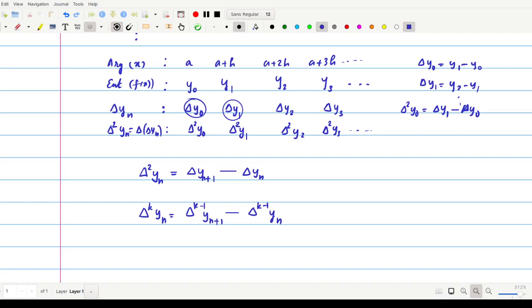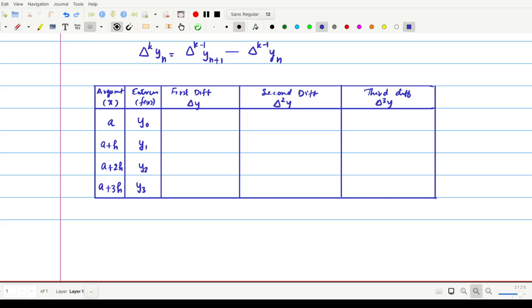Now we consider the table dealing with all this. Let's see the table corresponding to these differences. The first column stands for the arguments and the second column for the entries, and this is the column for finding delta y, the first forward difference, this is the second forward difference, and this is the third forward difference. So we denote the arguments as a, a plus h, a plus 2h, a plus 3h, etc., starting with the first argument a, and the corresponding entries are y0, y1, y2, y3.